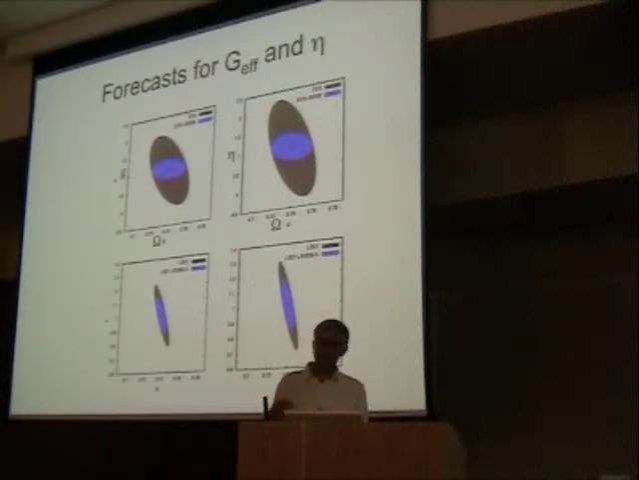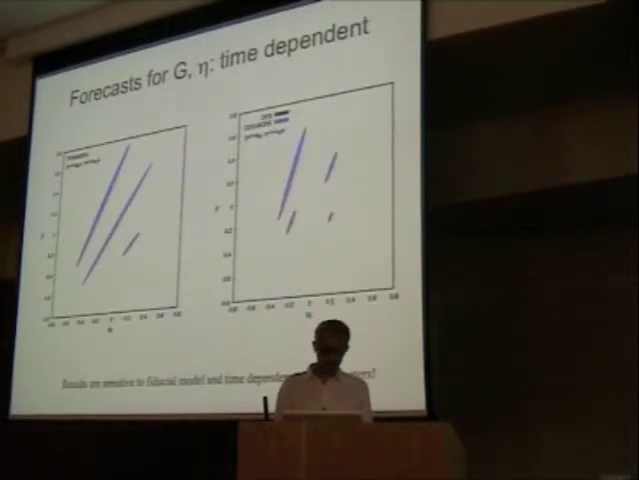But just to show you that we are really in the early stages of understanding how to think about gravity. If you allow them to be time dependent, then the constraints you get are extremely sensitive to your fiducial model. They look really good or really bad, depending on what your fiducial is.